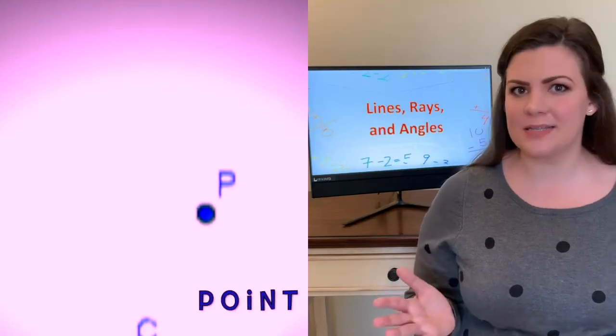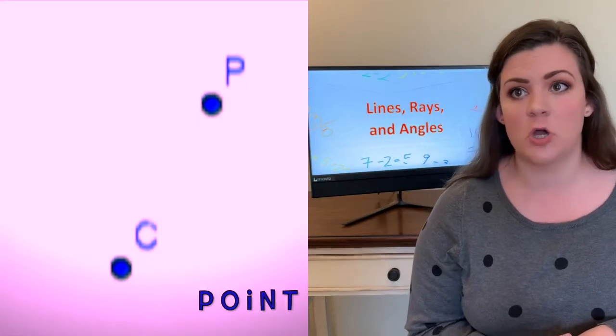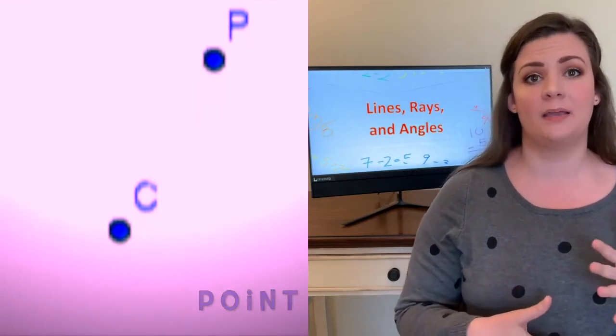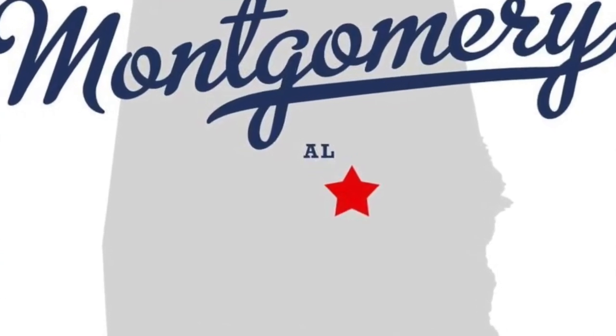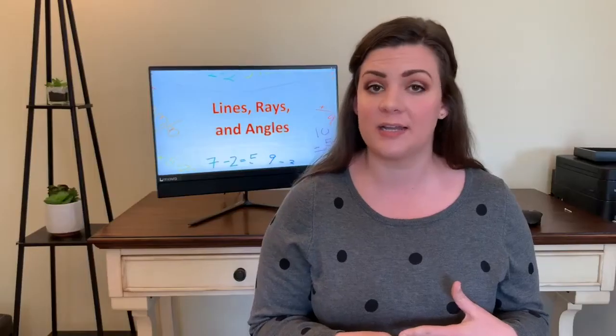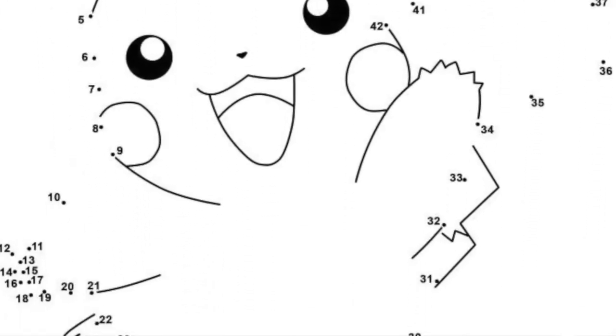So what is a point exactly? A point is an exact location in space. So some examples of a point might be the period at the end of a sentence, an exact location on a map, like the star to show the capital or your destination on Google Maps, the tip of a pencil, or the dots on the connected dot picture.